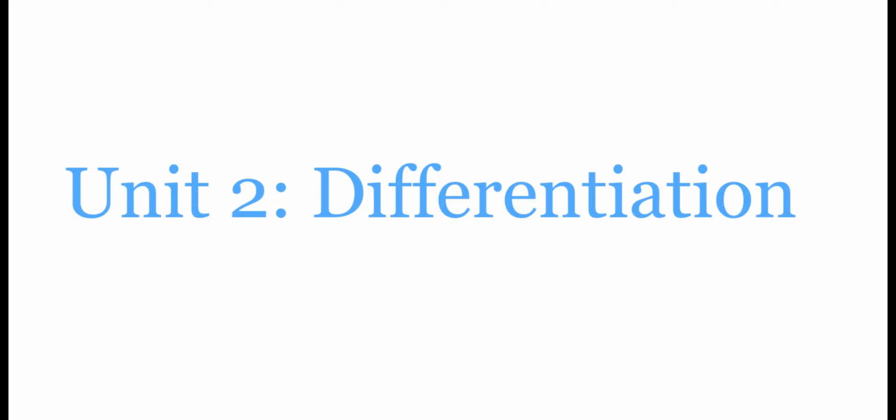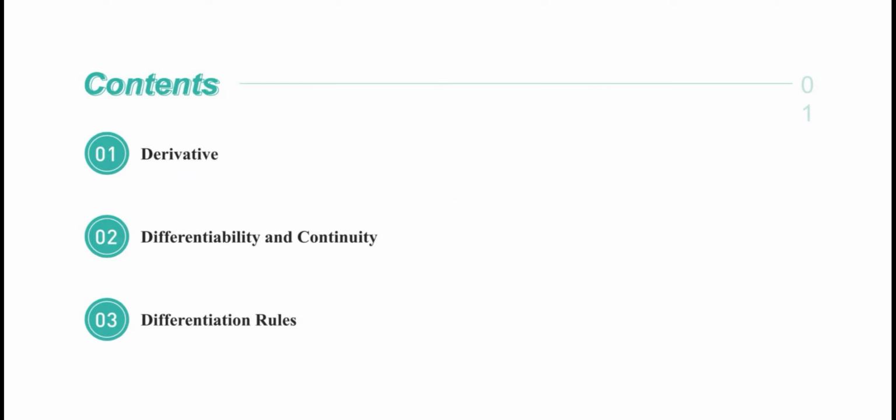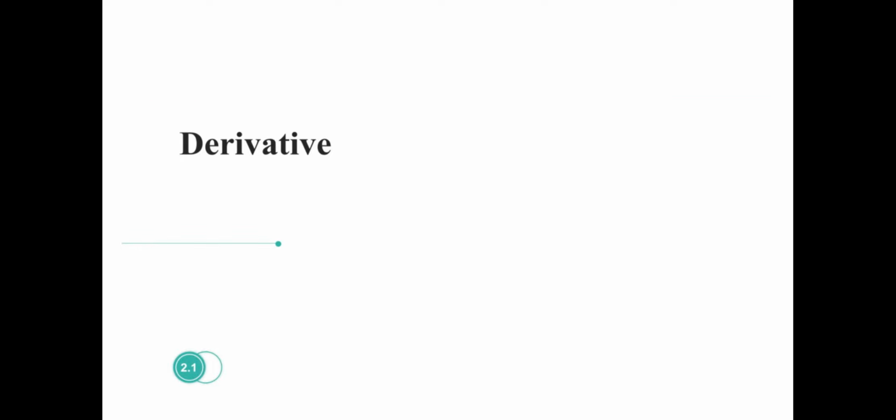Welcome back to our AP Calculus series. In Unit 1, we learned about limits and continuity. Now we are moving into Unit 2, differentiation. In this unit, we will cover three main topics. First, we will introduce the derivative, which is the main idea of this unit. Then, we will talk about differentiability and continuity and how they're connected. Finally, we will learn the basic differentiation rules, which help us find derivatives faster. And in today's video, we will go over 2.1, the derivative.